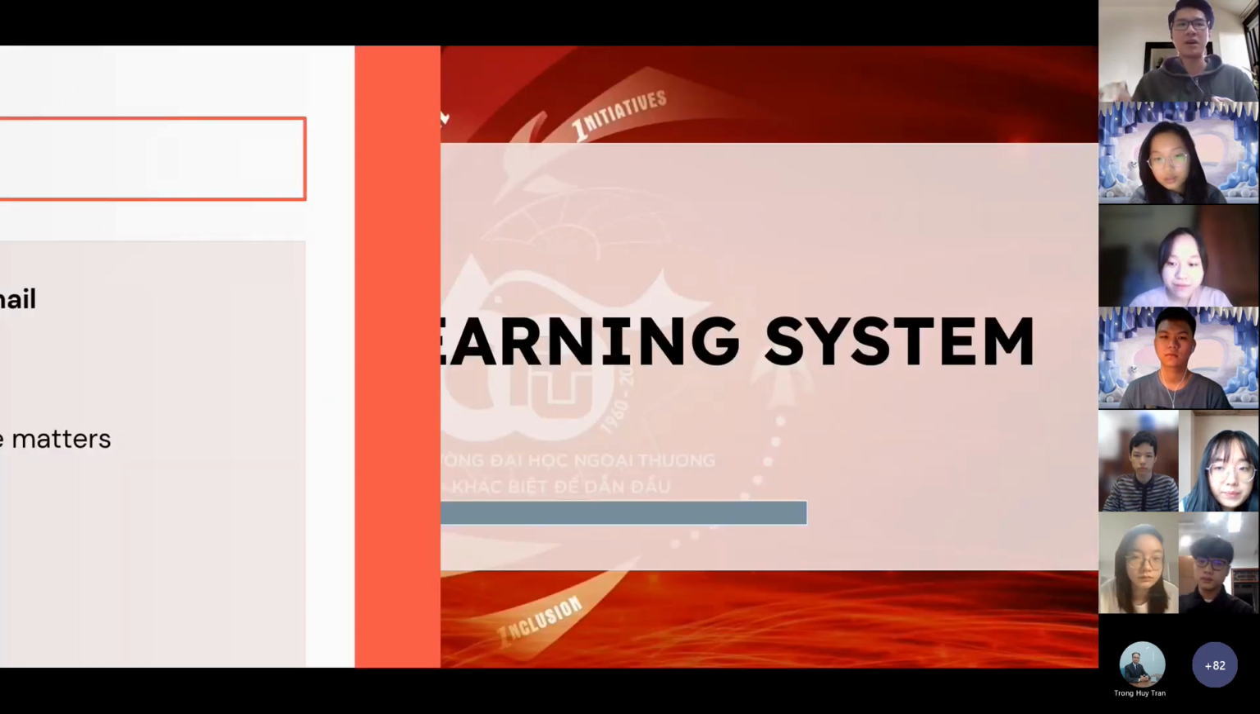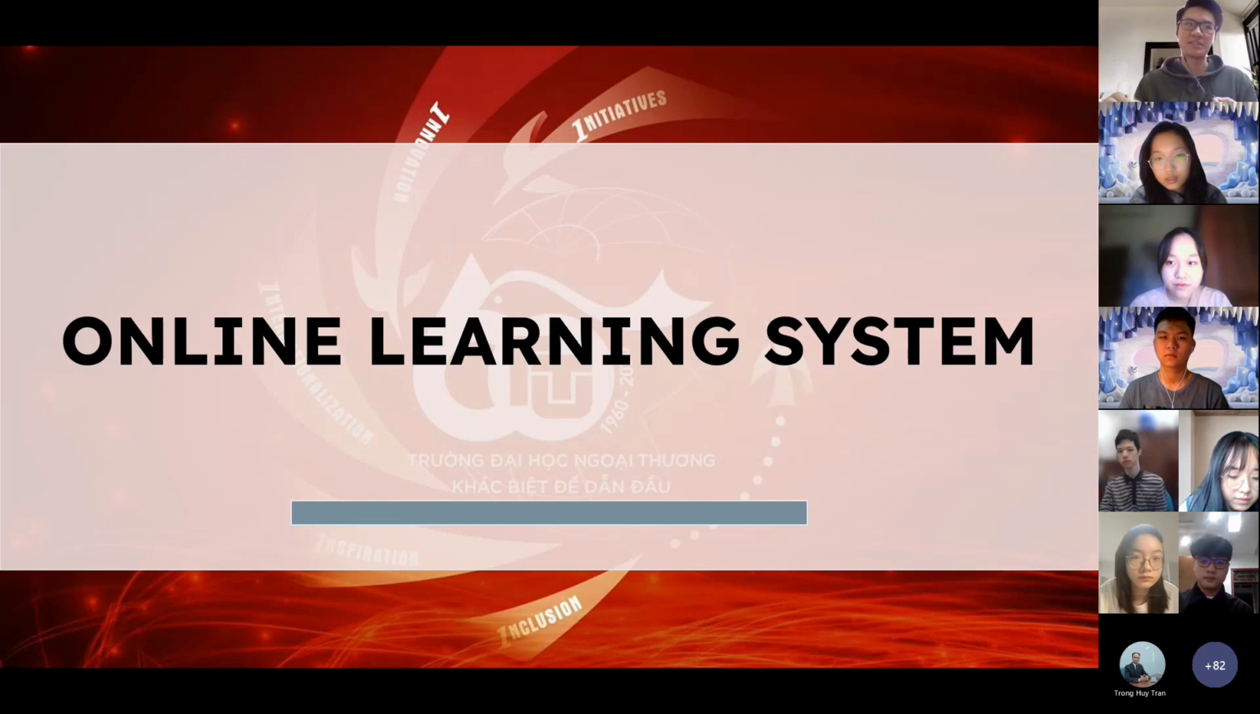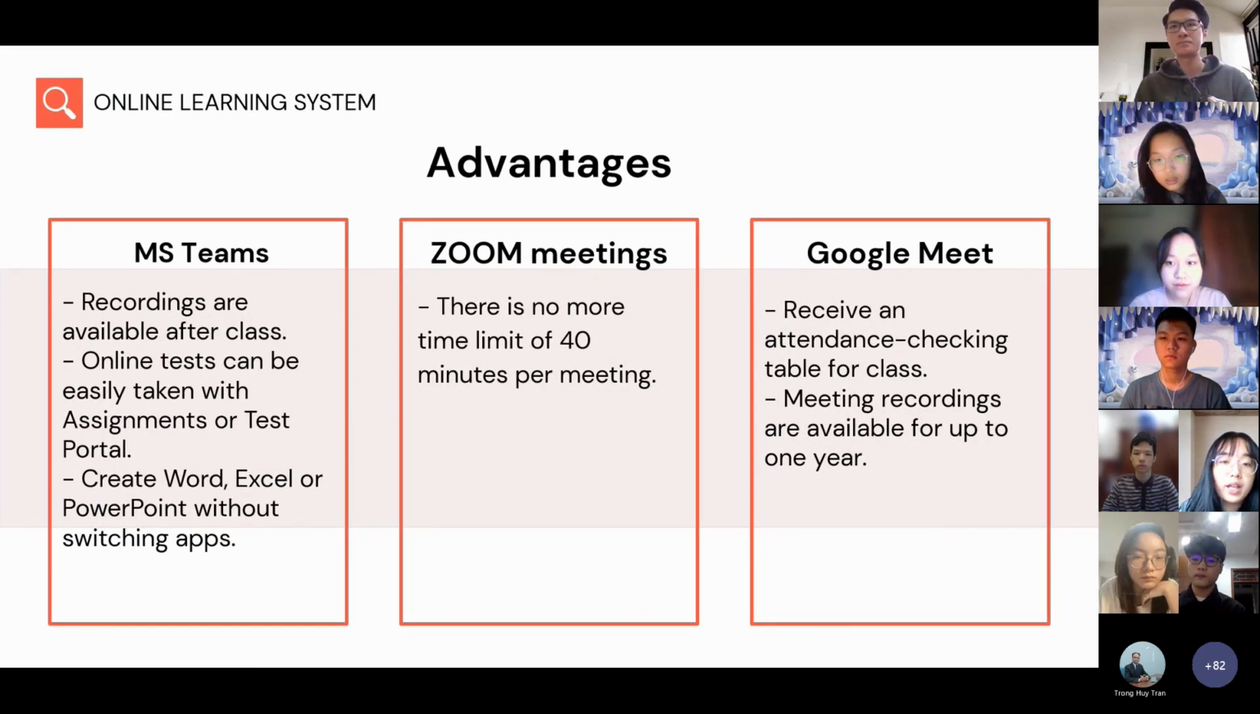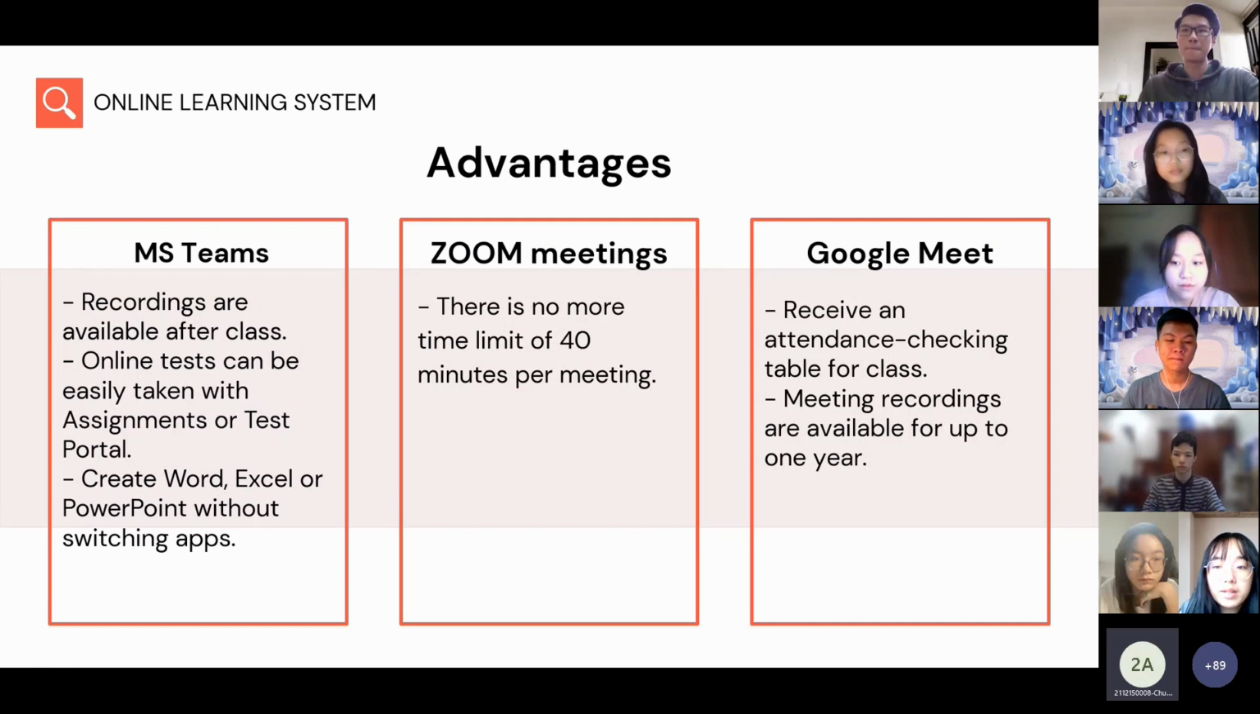Now it's my turn to tell you how you can take advantage of online learning systems such as Teams, Zoom, and Google Meet using this email. There are a lot of advantages when using an edu email to sign up for these online learning systems. For example, first we have Microsoft Teams. When using Microsoft Teams, recordings are available after class, and a lot of online tests can be easily taken with the assignments or test portal. You can also create Word, Excel, or PowerPoint without switching apps.